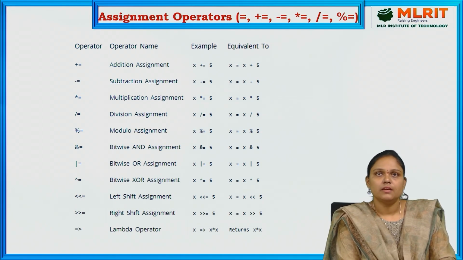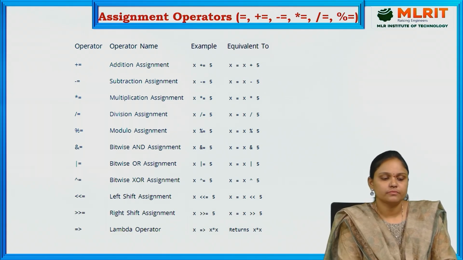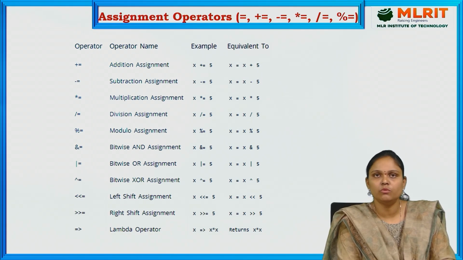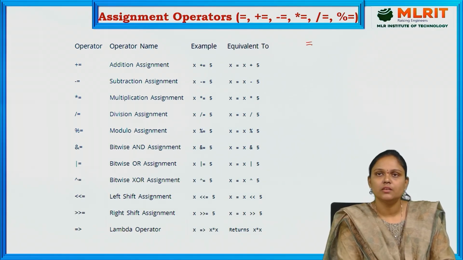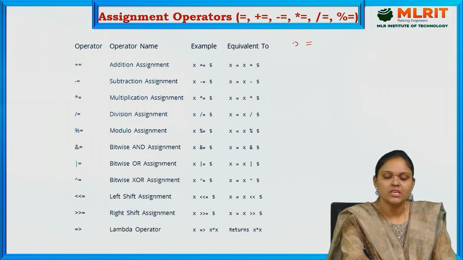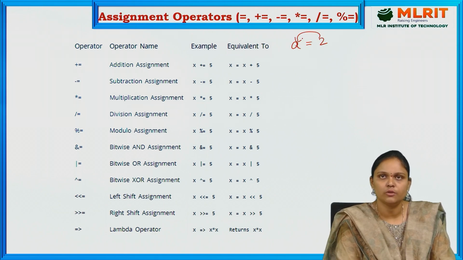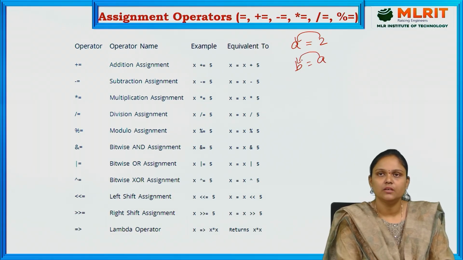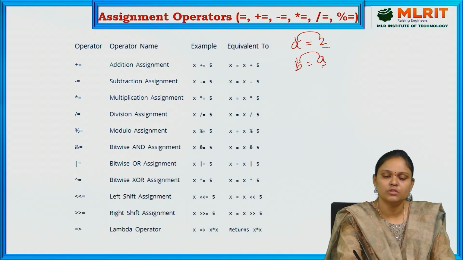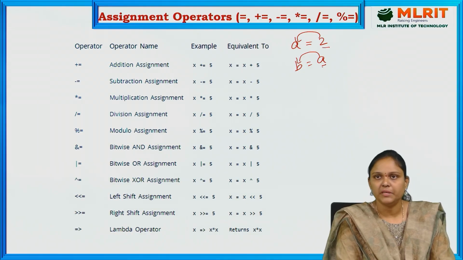Next is assignment operators. The assignment operator is basically the equals to operator. Equals to is known as the assignment operator. If you are using a equals to 2, that means the 2 we are assigning to the a value. And if you are using b equals to a, the a value is nothing but the 2 value, so the 2 value we are assigning to b.